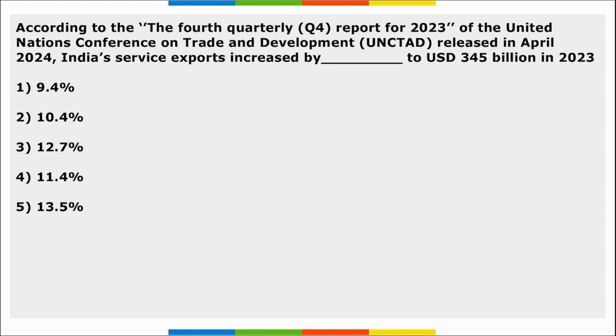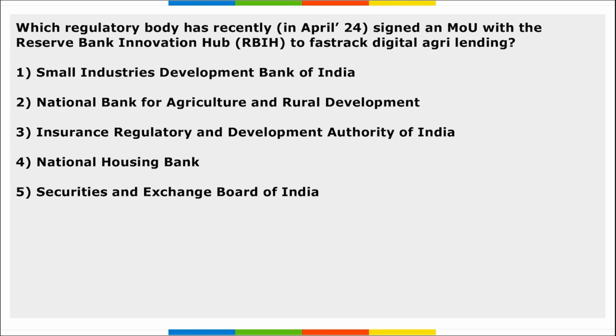Next, according to the fourth quarterly report for 2023 of the United Nations Conference on Trade and Development released in April, India's service export increased by how much to $345 billion in 2023? So it increased by 11.4% to $345 billion in 2023. And as per the reports, world service export increased at 8.9% to $7.9 trillion in 2023.